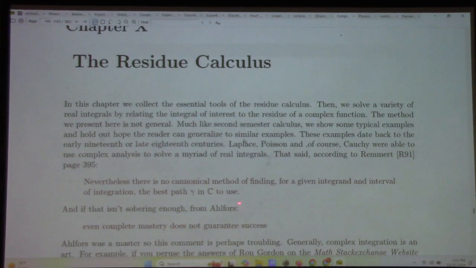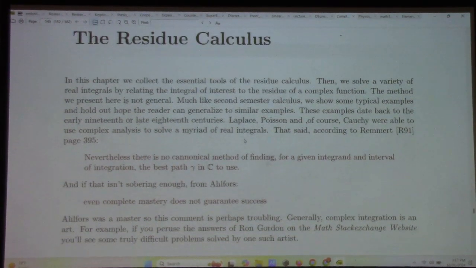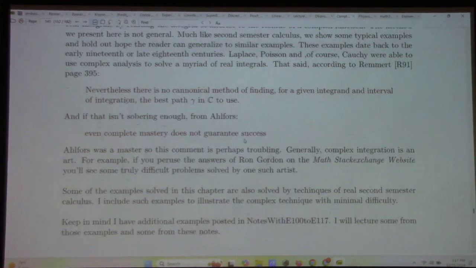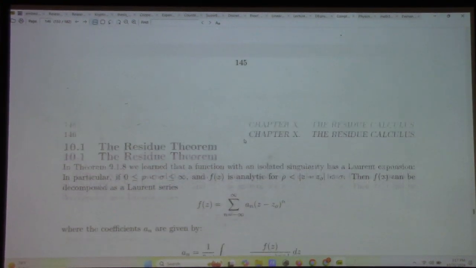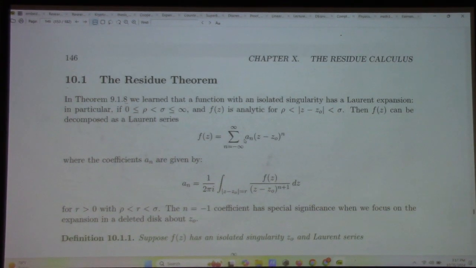As Ahlfors says, the book by Ahlfors is venerated by a whole generation of mathematicians as being sort of the greatest complex analysis textbook. I don't use it because it's too hard. "Even complete mastery does not guarantee success." I'm just telling you. But these are warnings for if you go past the examples I share with you. We are going to be successful. I'm going to show you the easy examples. What I'm trying to tell you is that if you try to understand this method in its entirety, there are many, many things past what I show you, all right? That's all I'm saying. So let's look at the residue theorem.